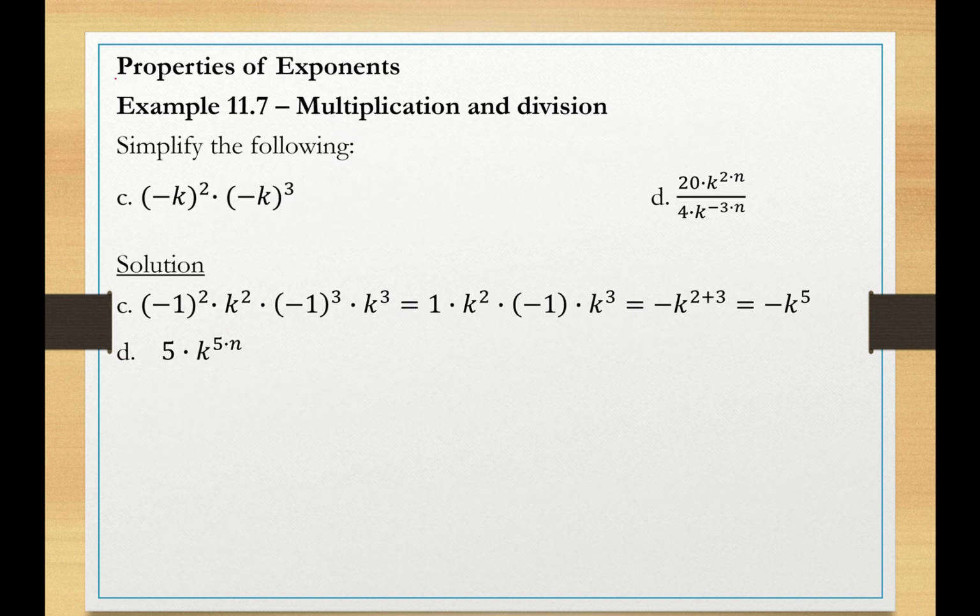Now let's proceed to the properties of exponents, multiplication and division of exponents. So here we have negative k all of it squared and negative k all of it to the third. The negative k squared is equal actually to k squared, so negative squared is positive. But the negative k to the third power is actually negative k to the third. So eventually I'm adding the exponents now. So that would be negative k to the 2 plus 3, which is negative k to the fifth.